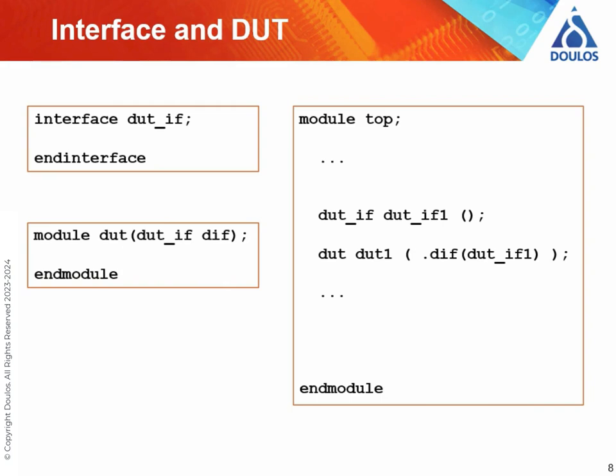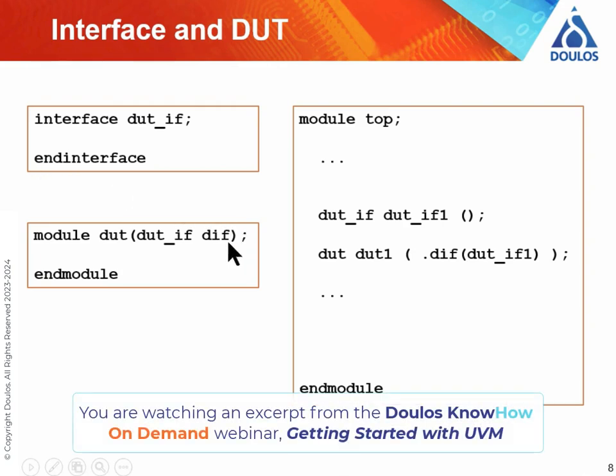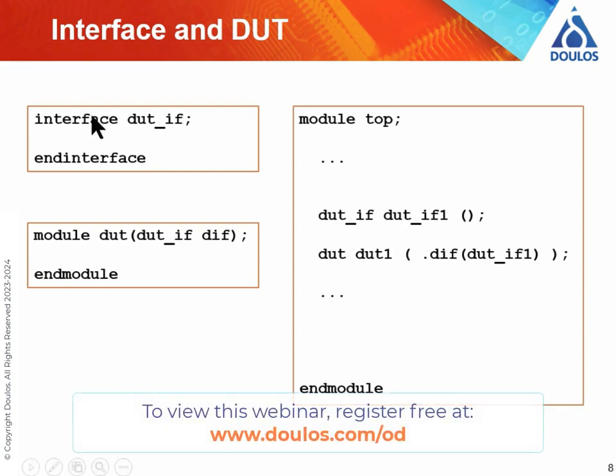In a real project, especially if you're testing the top level, it's unlikely that the DUT would have an interface port. Instead, there'd be one or more SystemVerilog interfaces instantiated with the DUT in the top level module. That top level module is called top in this example. You can see that we have instantiated the interface and the DUT inside it, and we've connected the interface to the interface port on the DUT.